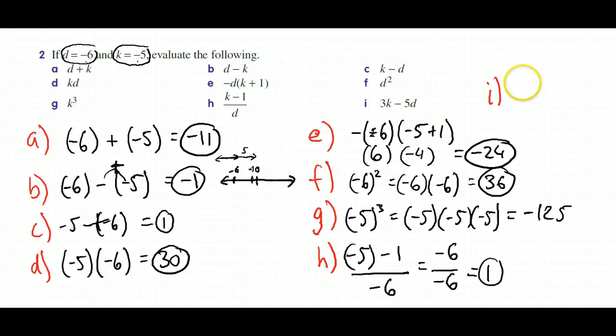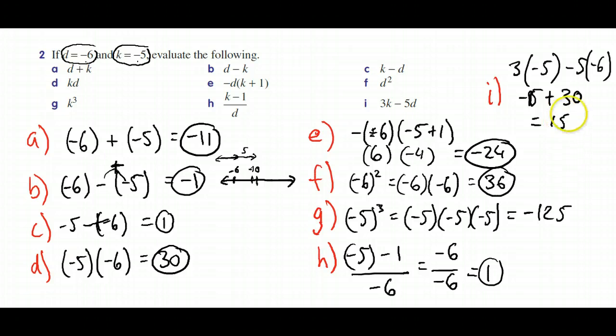And for the last one, I, we've got 3 times k, 3 times negative 5, minus 5 times d, which is negative 6. So this becomes negative 15. Excuse my bad writing. And negative 5 times negative 6 becomes positive 30. Negative 15 plus 30 equals 15.